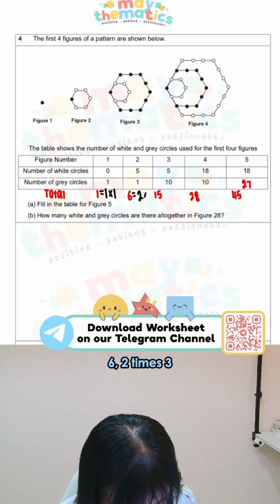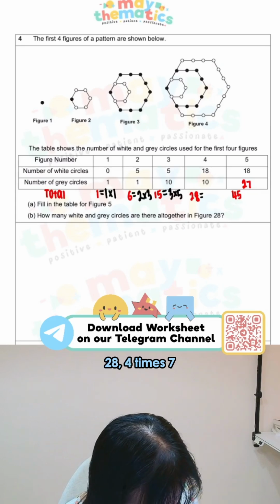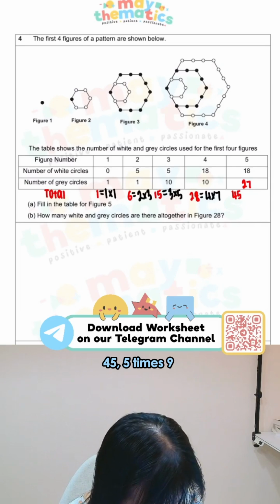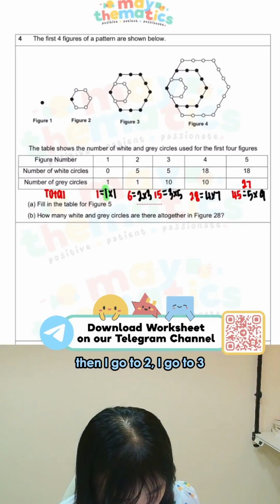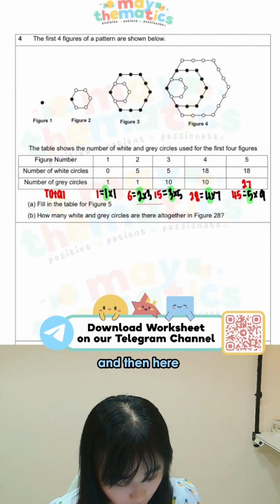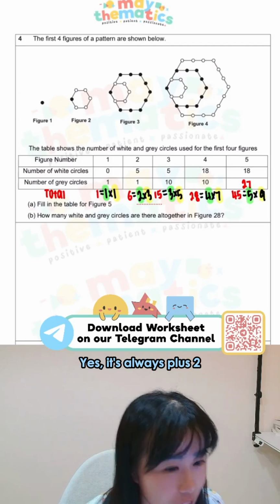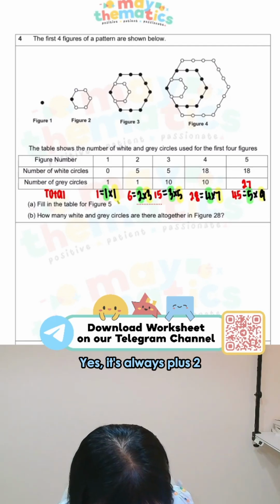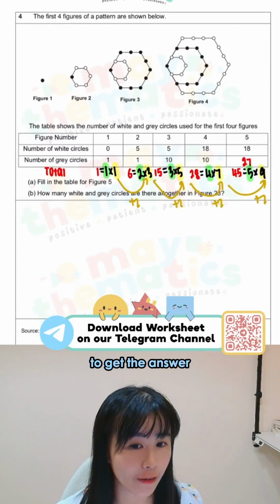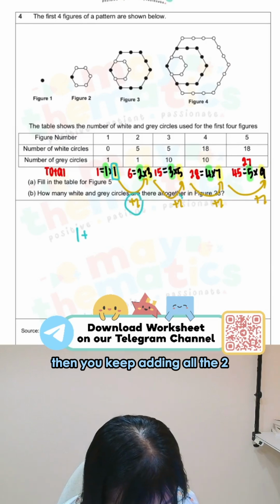6, 2 times 3. 15, 3 times 5. 28, 4 times 7. 45, 5 times 9. I start with 1, then I go to 2, I go to 3, I go to 4, I go to 5. I literally listing out 1, 2, 3, 4, 5. And then here, right, 1, 3, 5, 7, 9, right? All the yellow have what relationship? Yes, it's always plus 2, right? If you derive the numbers to be like that, you can make use of common difference to help you to get the answer. You see, you start with 1 first, right? Then you keep adding all the 2, all the 2, all the 2, all the 2.